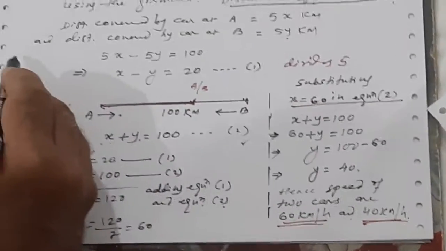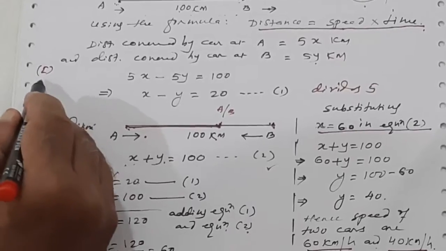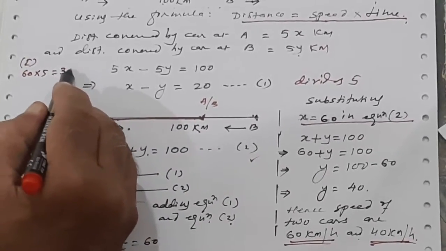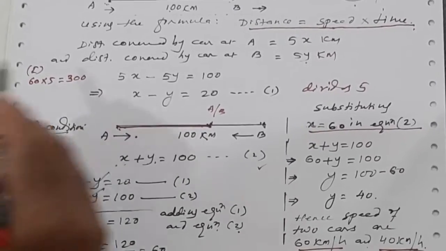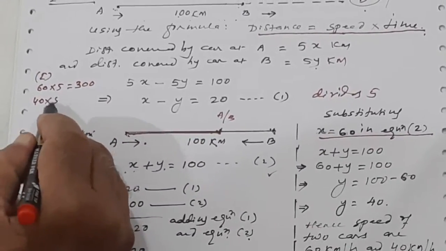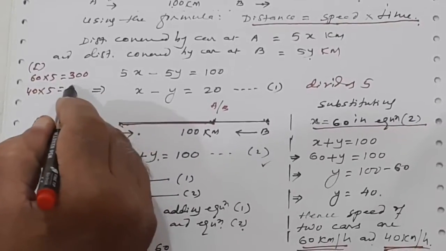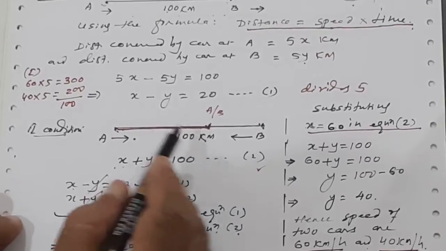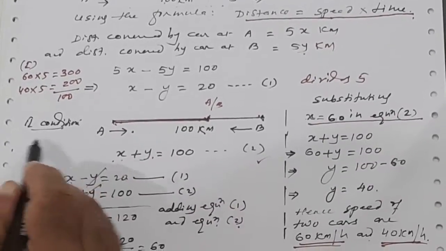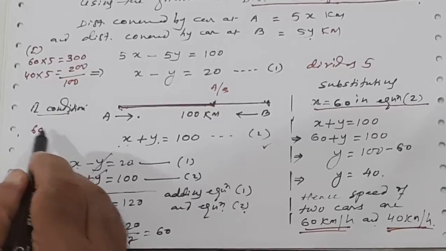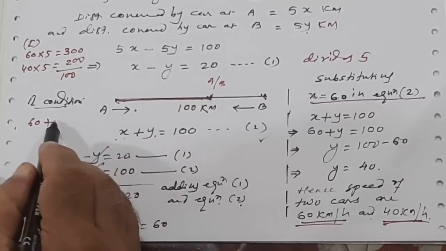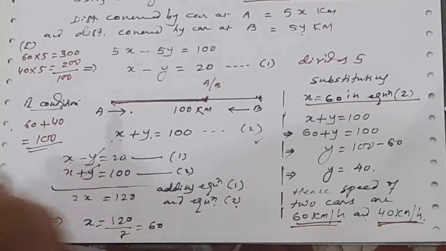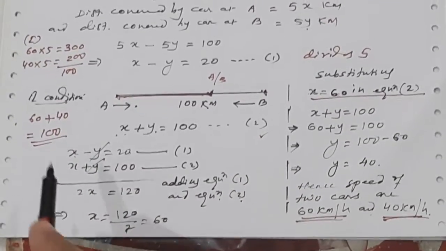Let us check the first condition. Now 60 multiplied by 5, because 5 hours, so it will cover 300 kilometers. The second car will cover 200 kilometers. And what is the difference? 100 kilometers. Now for the second condition, what is the speed of the car at A? 60. And the other car traveling to this side, in 1 hour it will travel 40 kilometers. So what is the total distance? 100 kilometers.